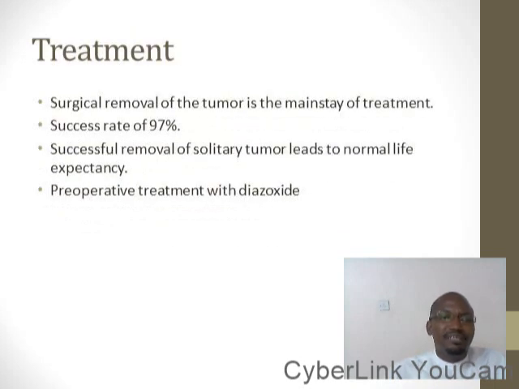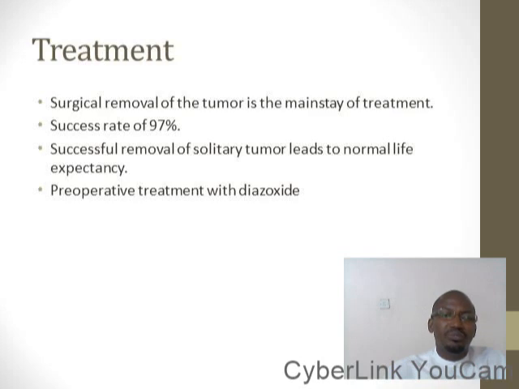The treatment generally is the surgical removal of the tumor. That is the mainstay of the treatment, which has 97% success rate in the hands of an experienced surgeon. Successful removal of the tumor leads to normal life expectancy. This tells us that the tumor has a good prognosis if the diagnosis is made and the treatment is done early before metastasis.